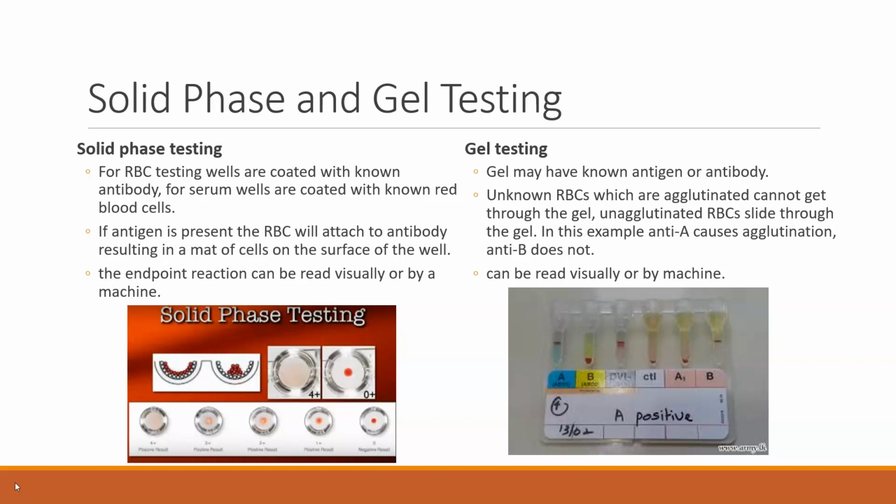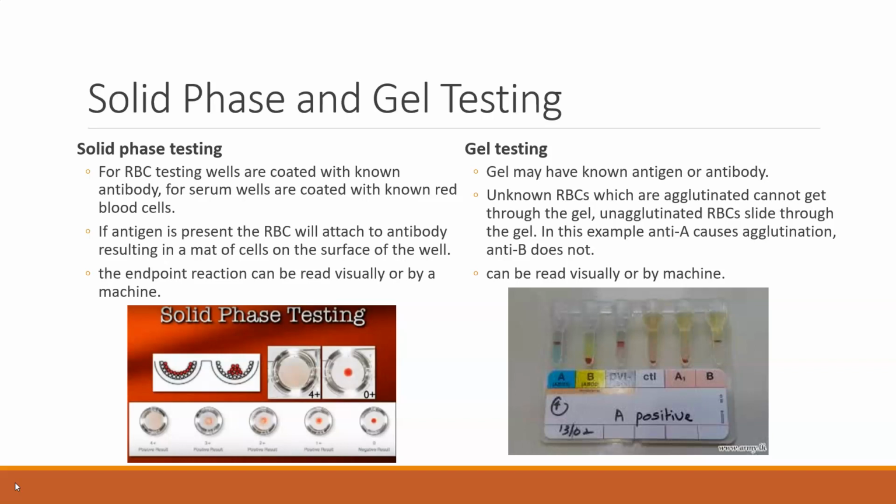And you can see how the different reactions are graded based on the amount of cells that are stuck to the well. On the right-hand side, you see a 0+. There are no antigens present to which this antibody is directed, so all of the cells slide to the middle. So this is what differentiates a 4+ from a negative reaction in the solid phase testing. The endpoint reaction can be read visually or by a machine. Gel testing, the gel may have known antigen or antibody.